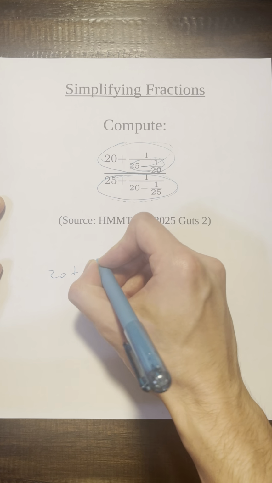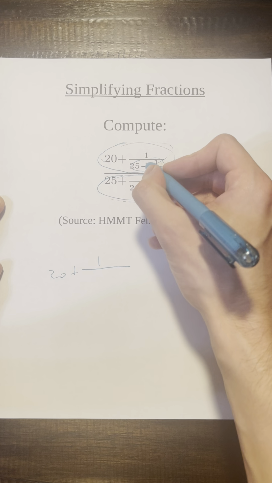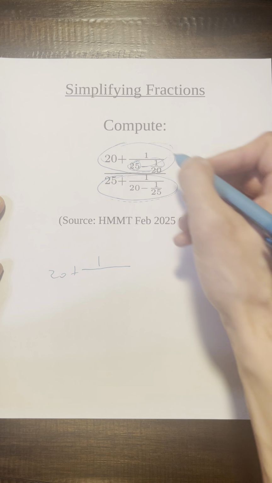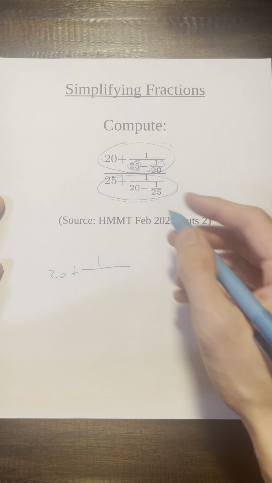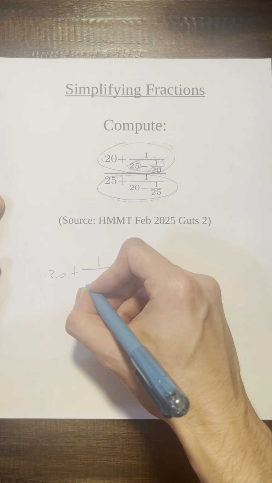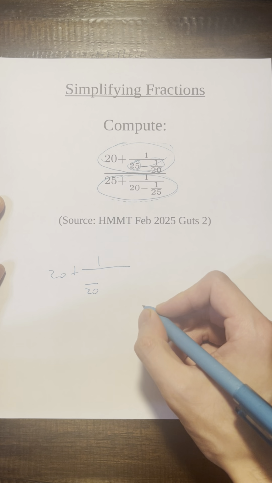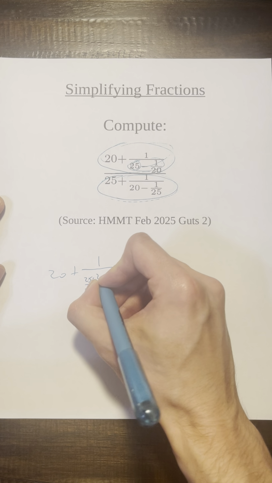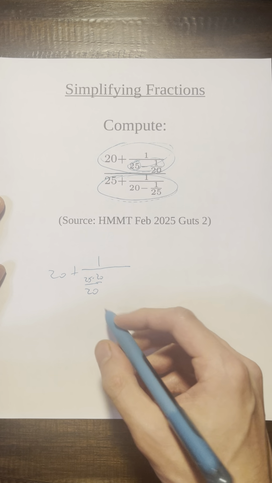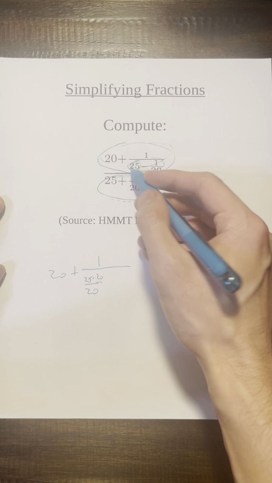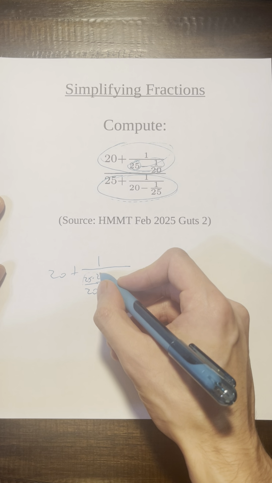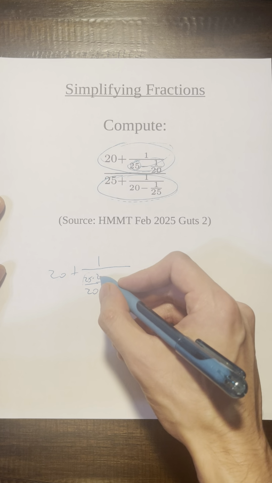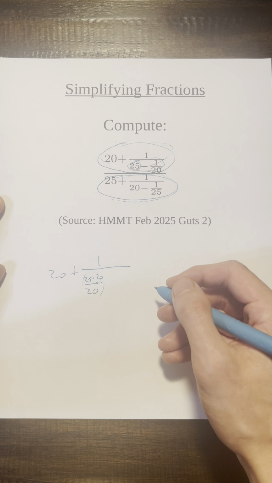So 20 plus 1 over, so what should I do with the 25? I should convert it into something over 20. So this is going to be 25 times 20 over 20. Yeah, so this got changed to this. I just multiplied by 20 over 20. That's the same thing as multiplying by just 1. Okay.